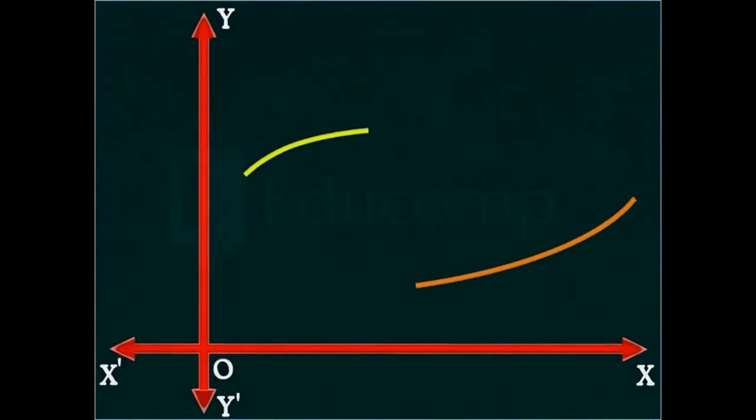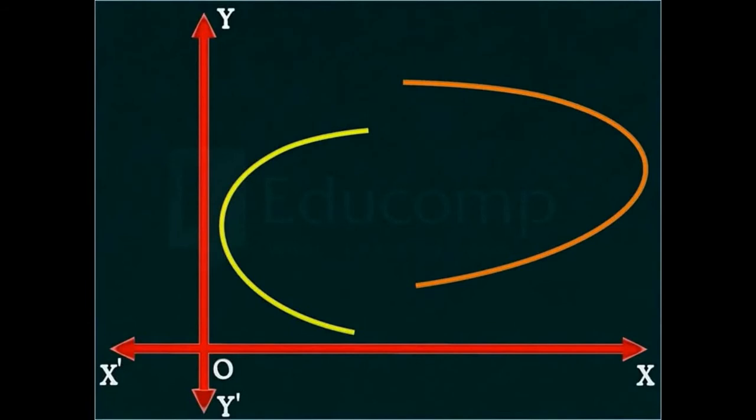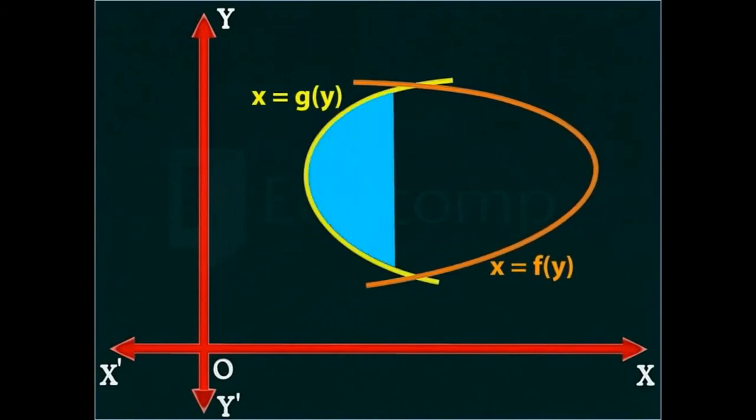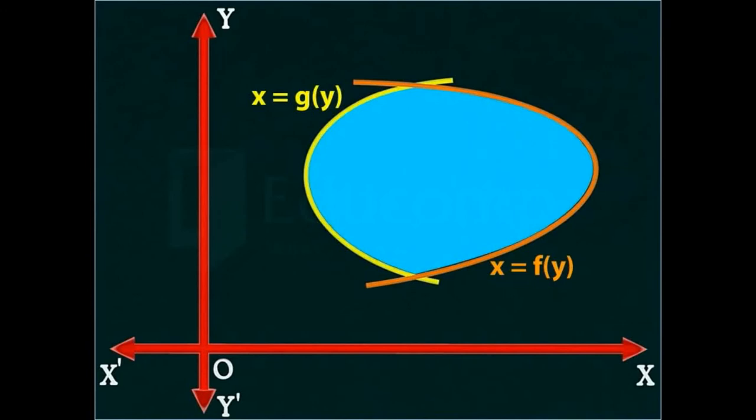Suppose you're given two curves that represent the functions x equal to f of y and x equal to g of y. The curves enclose some area between them, which can be computed using the concept of definite integrals. Let us see how.